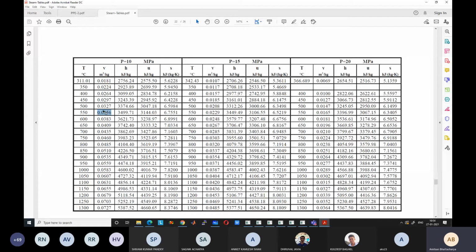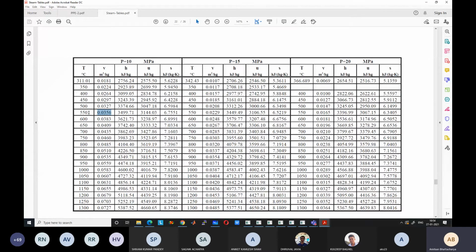You can do it on your own. Just find out the value after the class or during the evening. What should be the specific volume at 520 degrees centigrade for 10 MPa pressure? You have the class notes, sorry, you have this table. You can find this out. So like this, we have to find for the superheated region.